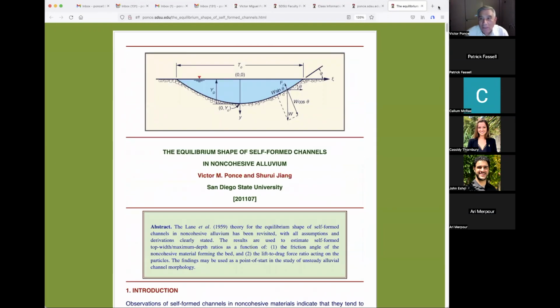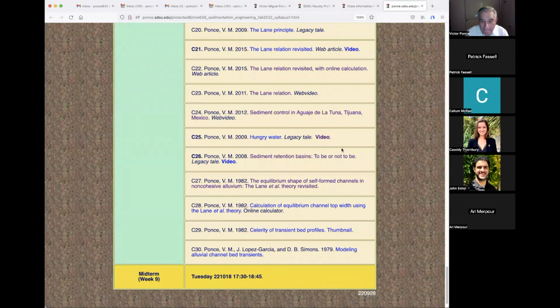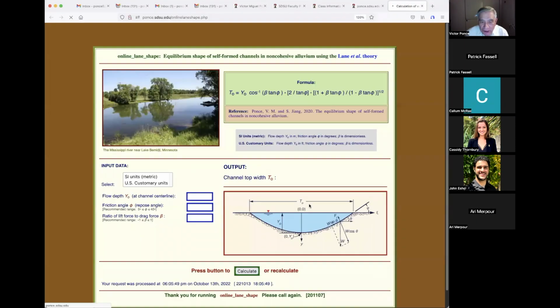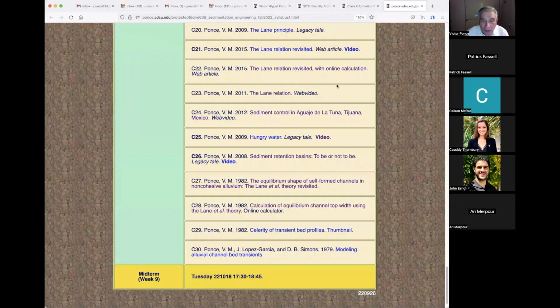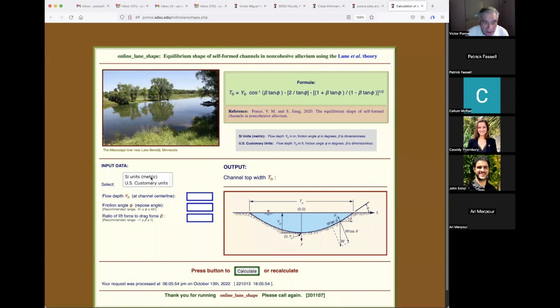So that's the story about the paper by Lane and the calculation, which I have already shown. Actually, the calculation is over here. In here, we could say metric system, flow depth say 1 meter, friction angle say 30, and the ratio of lift to drag 0.4, which is the number that has been taken as a basic number, a ballpark figure of the beta, and you get 5.8, meaning if the depth is 1, the width is 5.8.